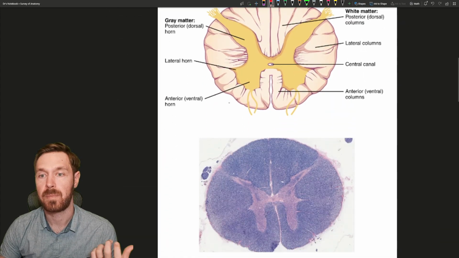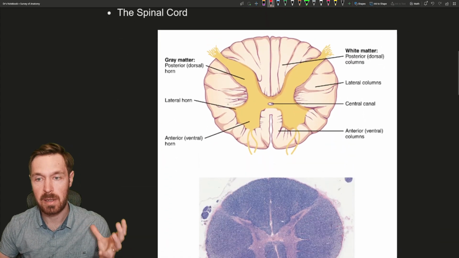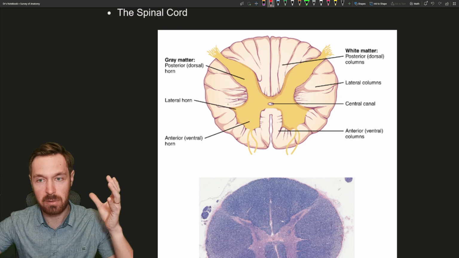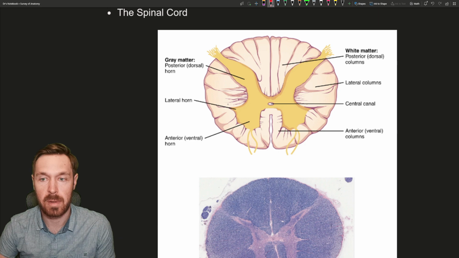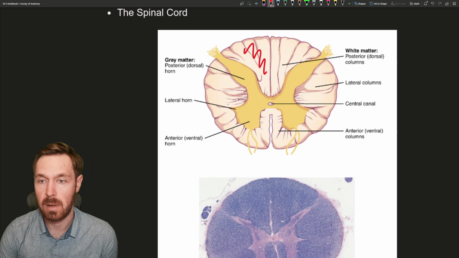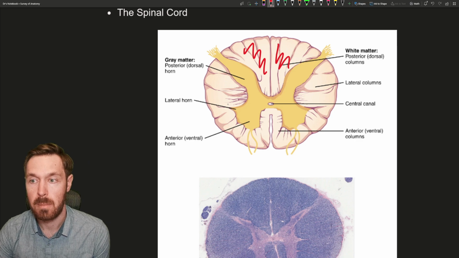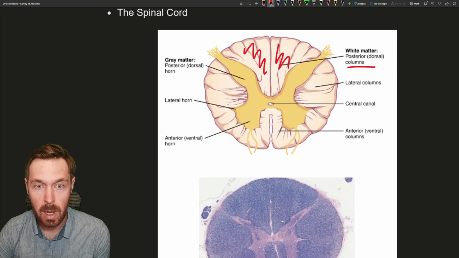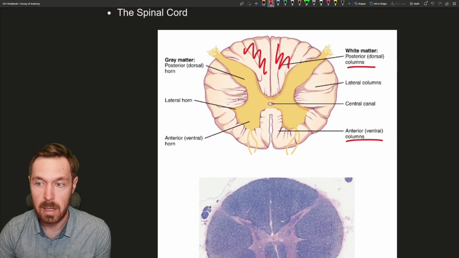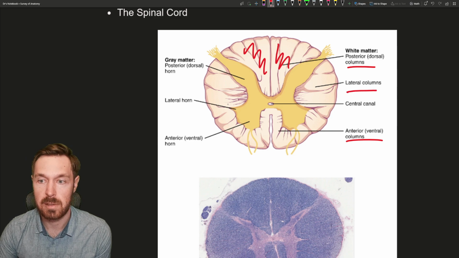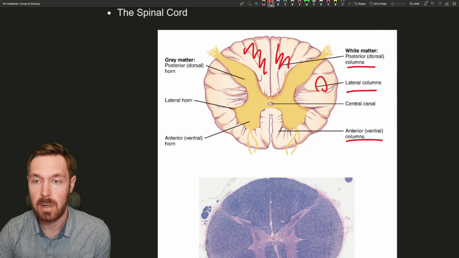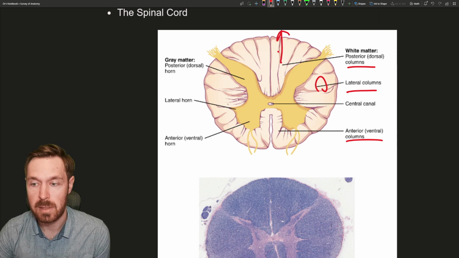Alrighty, so for the spinal cord, it's kind of the opposite of the brain. In the brain, the cortex has gray matter outside, white matter within. In the spinal cord, this is all white matter right here. Within the white matter, there are these posterior or dorsal columns, and then down here there are the ventral columns, and then there are lateral columns as well. These columns are referring to the ascending and descending tracts. There are little pockets of descending tracts within here as well.